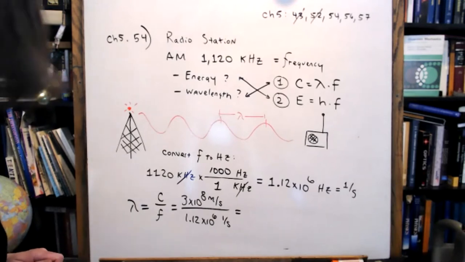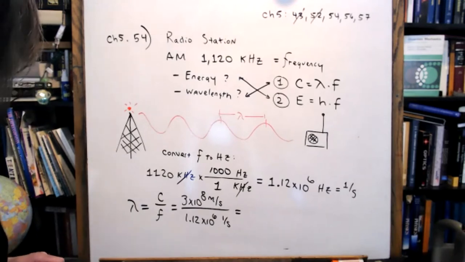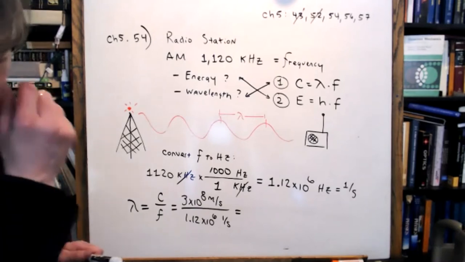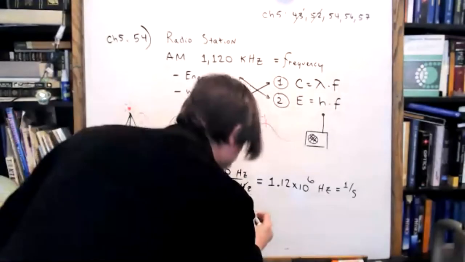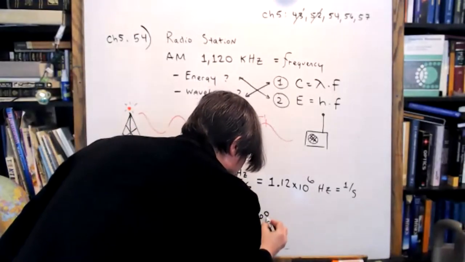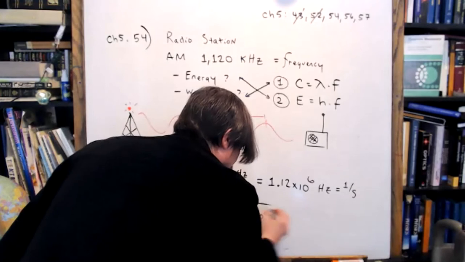Meters. 250. Can someone else verify that? I got 260. Oh no, 270. Yeah, but if we're gonna keep 3 sig figs, we can make it 268 meters, right? It's the same as 270 meters, but we kept three.